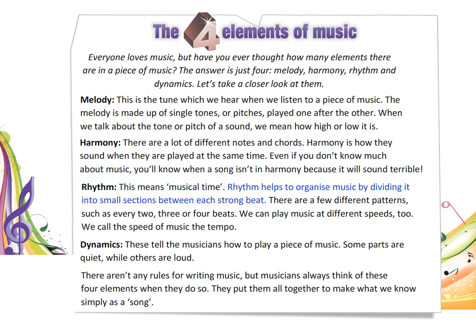Rhythm. This means musical time. Rhythm helps to organize music by dividing it into small sections between each strong beat. There are a few different patterns, such as every 2, 3, or 4 beats. We can play music at different speeds, too. We call the speed of music the tempo.